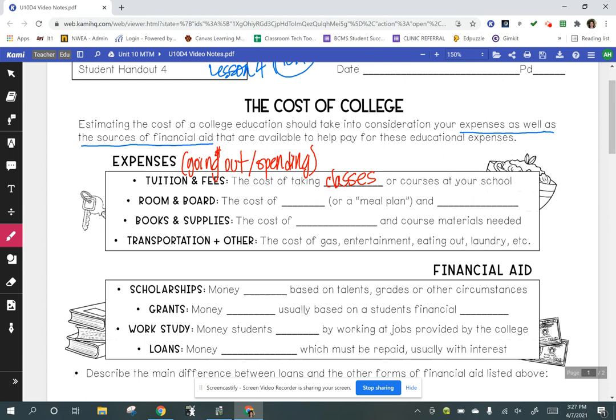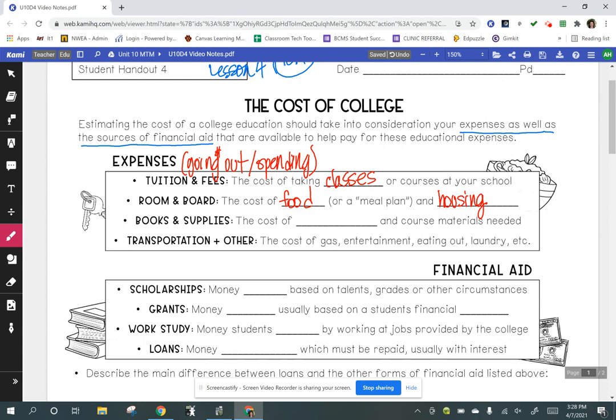Okay. The other thing that we are talking about when we talk about expenses for college is room and board. And room and board just means where you're going to be living. The cost of food or a meal plan and your housing. Okay, so your housing might be anything from a dorm room to now they've got these apartment complexes where you share a quad apartment. So there's all types of room and board.